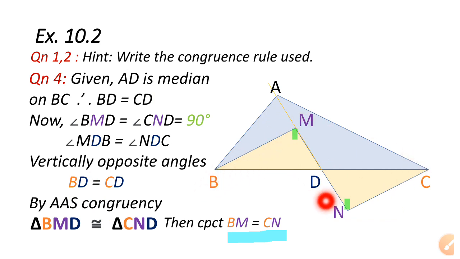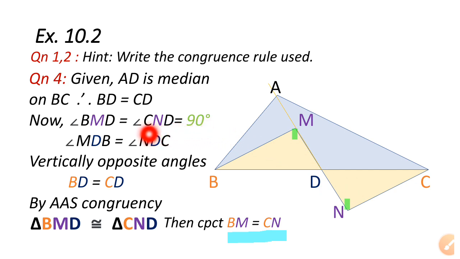Then we will say, so first we start: we have angle BMD, which is also given equal to angle CND. This BMD and this CND are both perpendicular to this AD, the produced side AD. So those two angles are equal to 90 degrees. Here the green mark refers to 90 degrees.